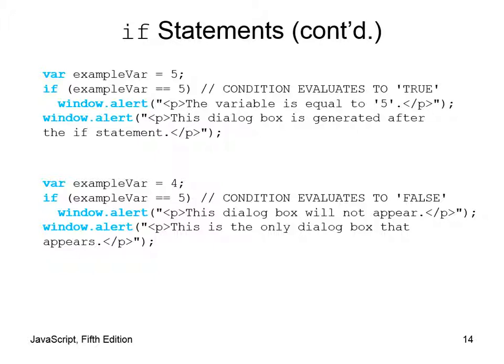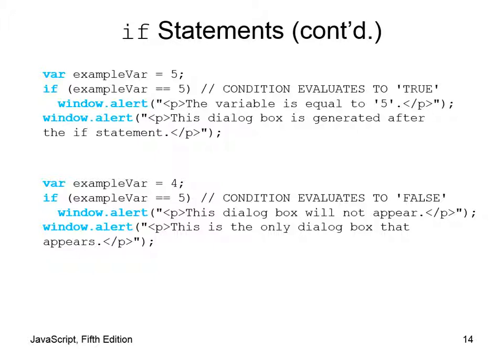What's the difference? Why would this only pop up? Anyone have an idea? Well, the indentation. The first window dot alert is within the if statement. There you go. Not the second. The second one would come in after the if statement. The second one will print either time. Yes, after the if statement is completed.